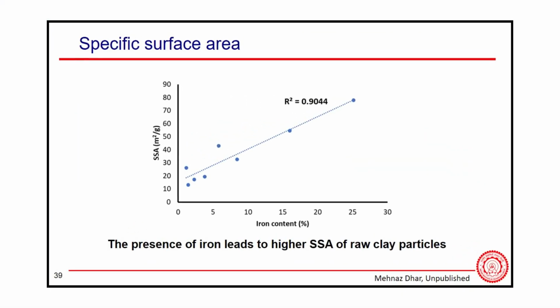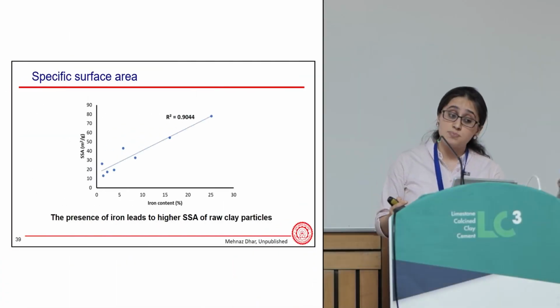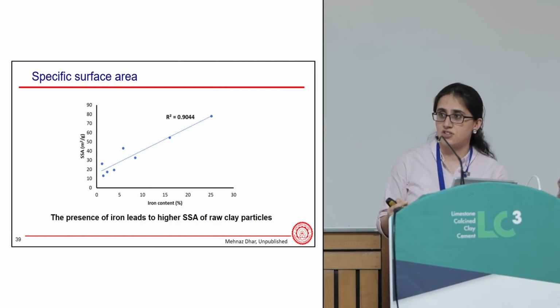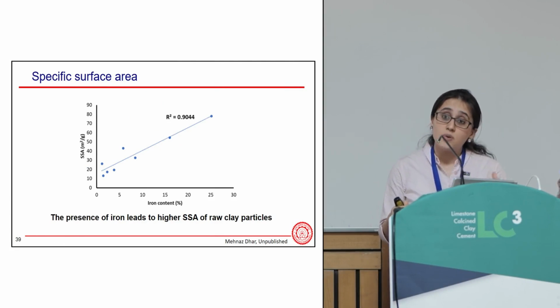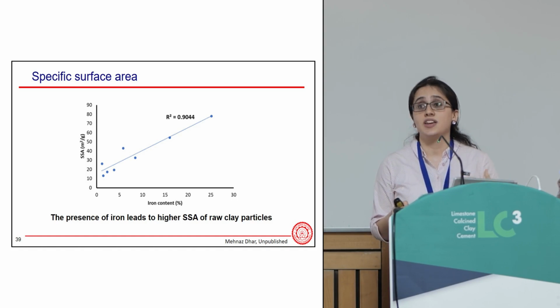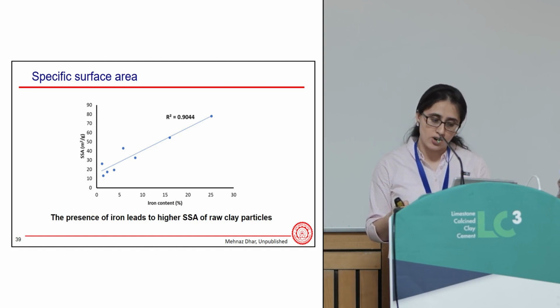Then we determined the specific surface area using the BET method, and for different chlorinated clays which had different compositions, we found that the specific surface area was varying a lot. Even for the same grade of clay, there was a huge difference in the specific surface area. And then we found that there is a very good correlation between the specific surface area and the iron content. With higher iron content, we're getting a higher specific surface area of the raw clay.